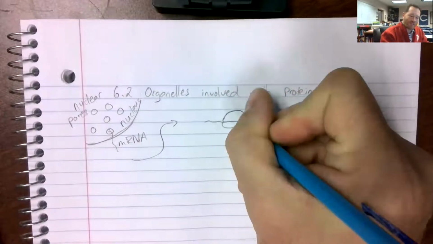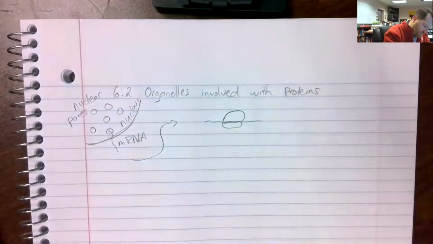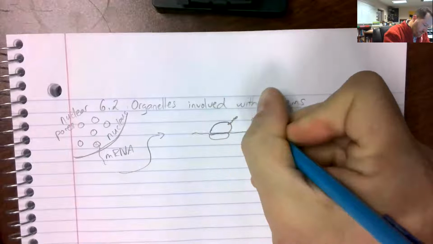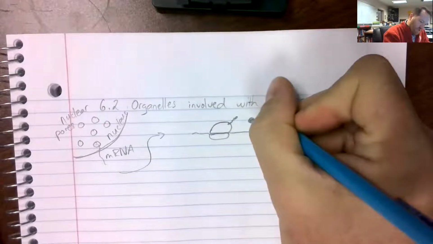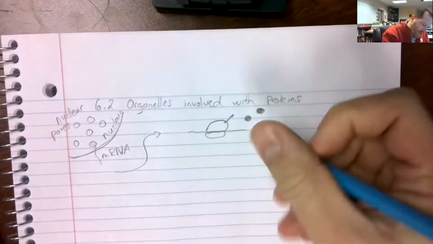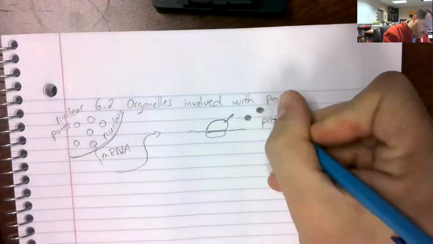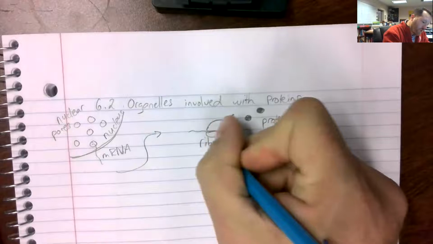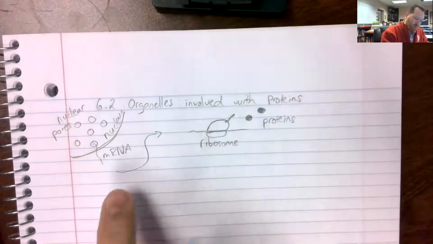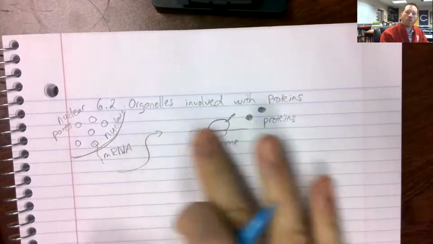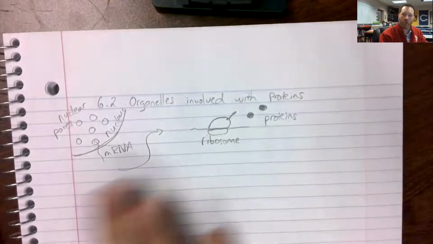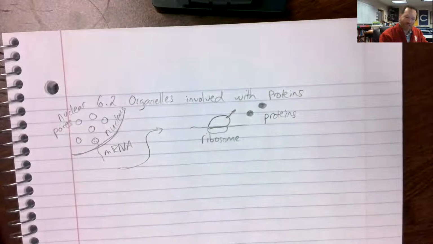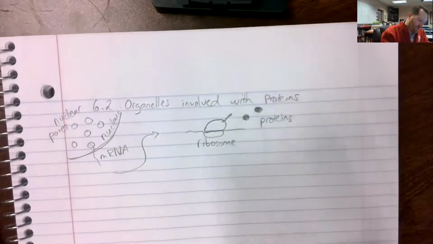Hopefully recognizing this. And these. Which is kind of the name of the game today. These are proteins here. This is our ribosome. So a ribosome is reading the mRNA strand that came out of the nucleus, and it's translating it into proteins.